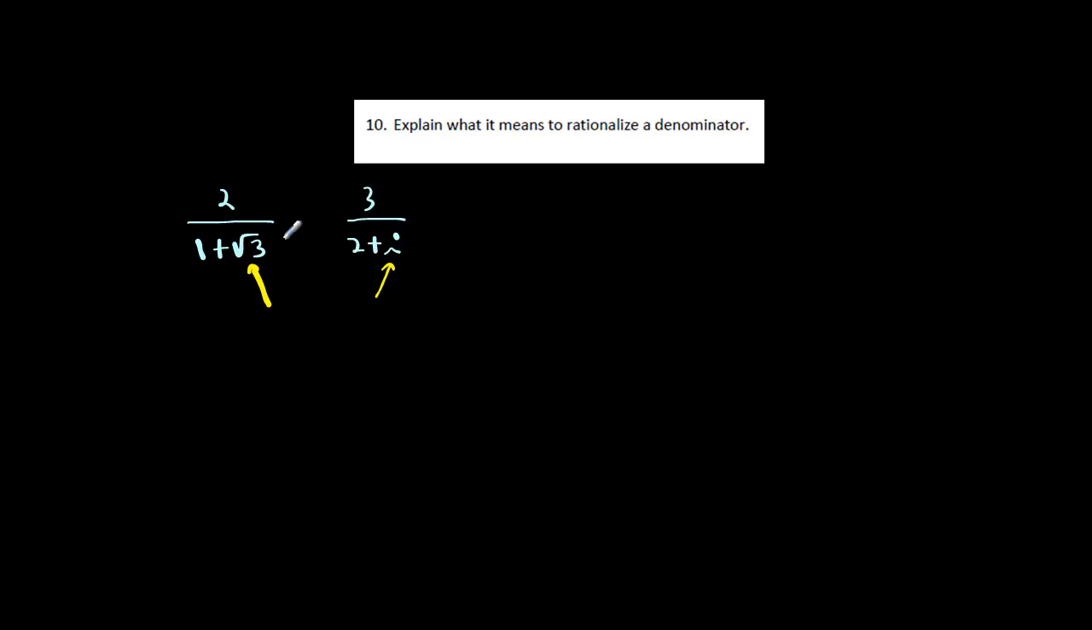And what happens is the irrational part of the denominator becomes rational after you multiply by the conjugate. So when you rationalize a denominator, you're taking a denominator that once was irrational and you're making it rational by multiplying the top and bottom by the conjugate.